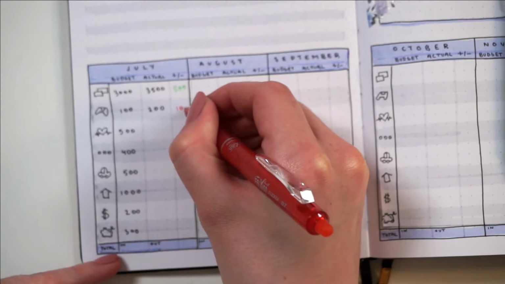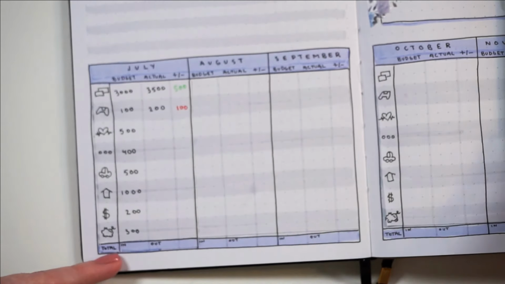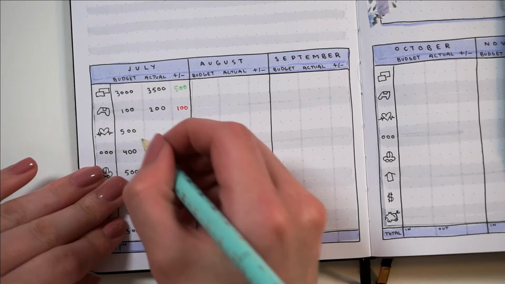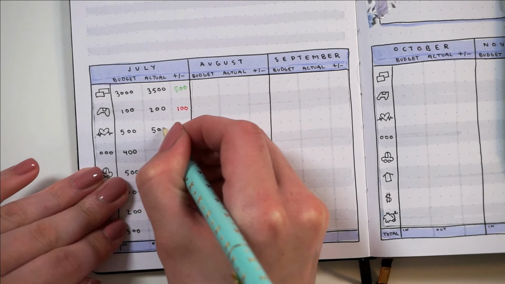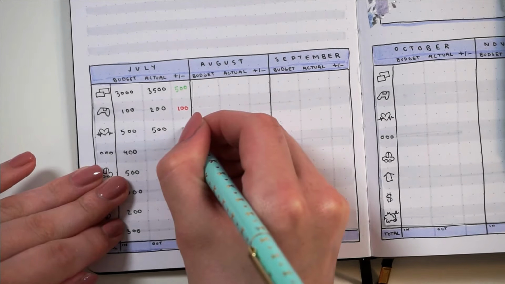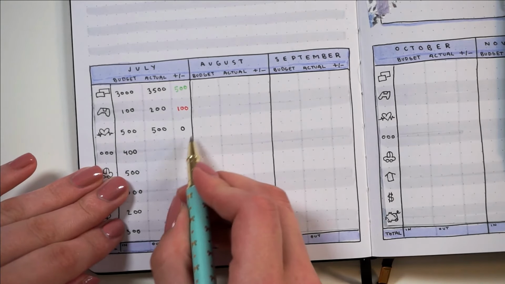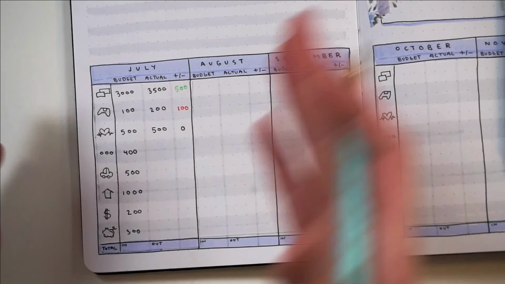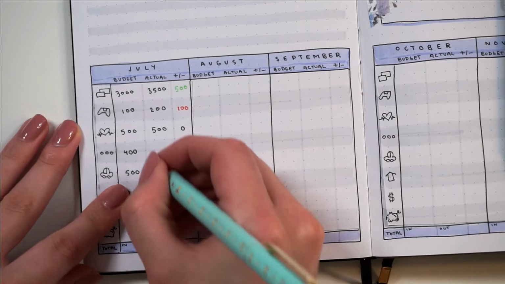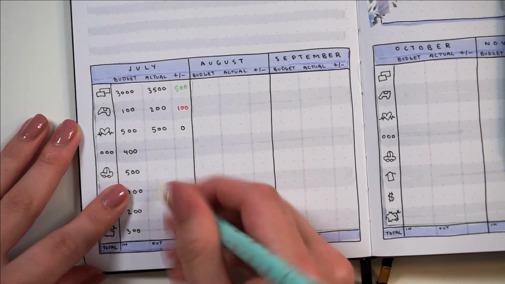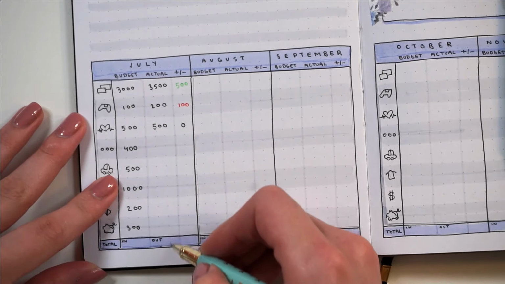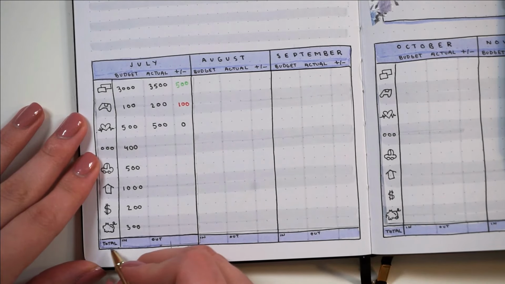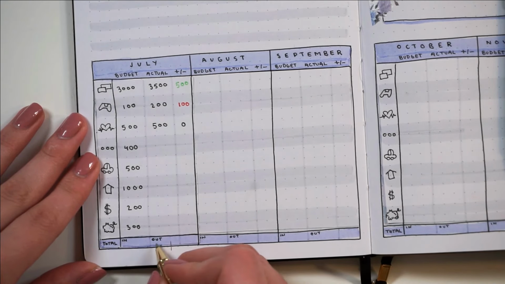So then I would put $100 in a red pen just to clarify that you were over budget. And if you spend what the amount is, I'll just put it at a 0 with the black marker, because it's not negative, it's not positive, it's like on budget. And then you just fill in the rest of these numbers, fill in all of the actual amounts that you spent in each category. And down here at the bottom you have the total in and out.